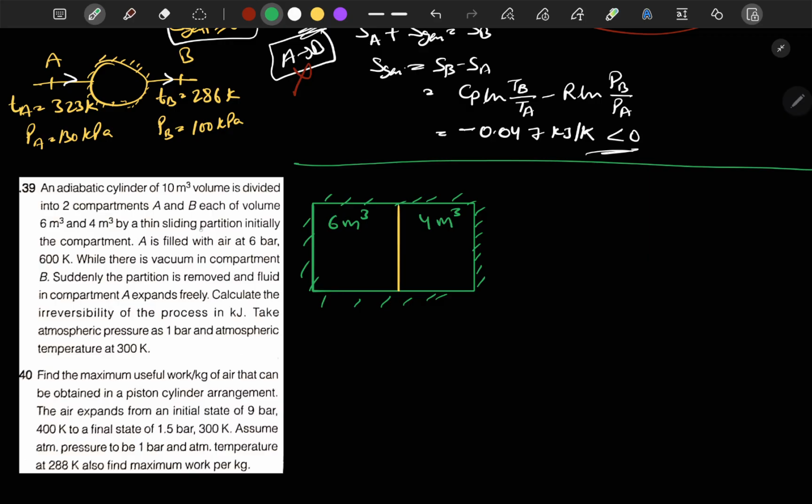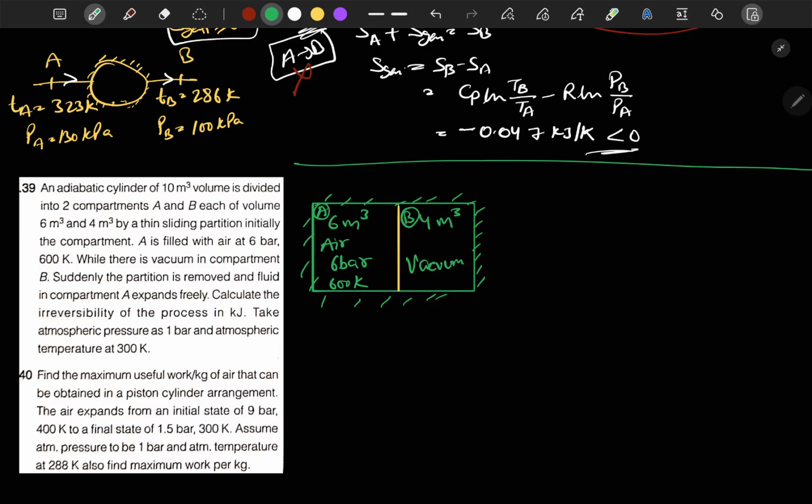Initially, compartment A is filled with air at 6 bar and 600 Kelvin, while there is vacuum in compartment B. So let's say this is compartment A, and this is our compartment B.